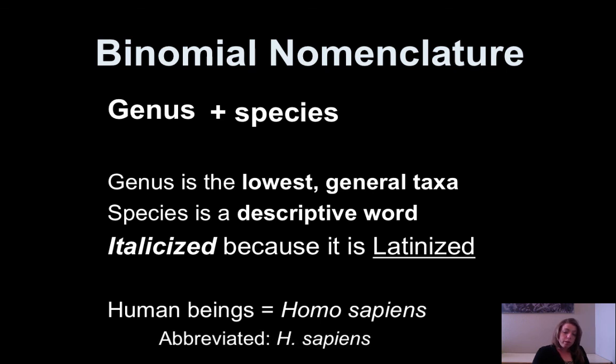If we wanted to abbreviate our binomial, say we were comparing multiple groups within the same genus, the Homo genus, what we would do is abbreviate that first letter of the genus. And so H. sapiens would be used in comparative studies.